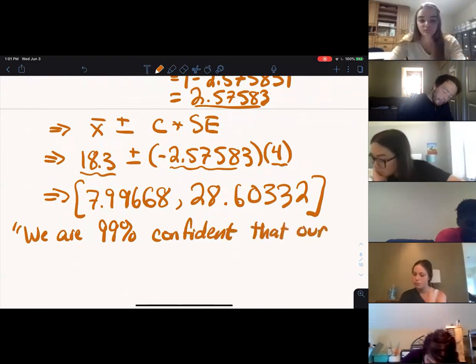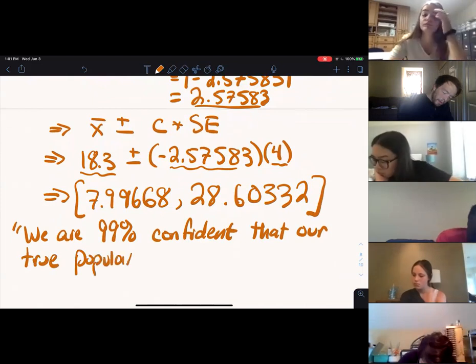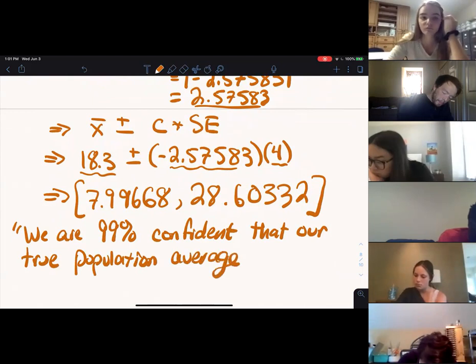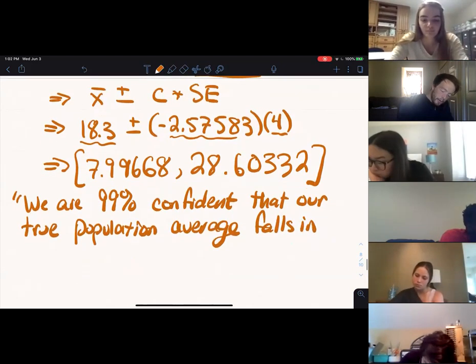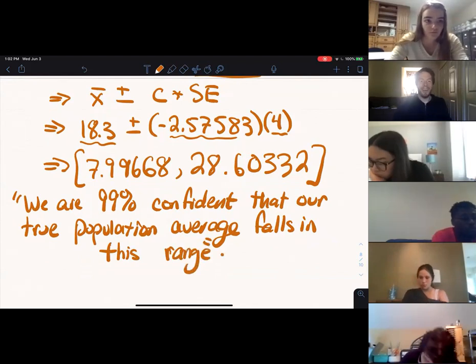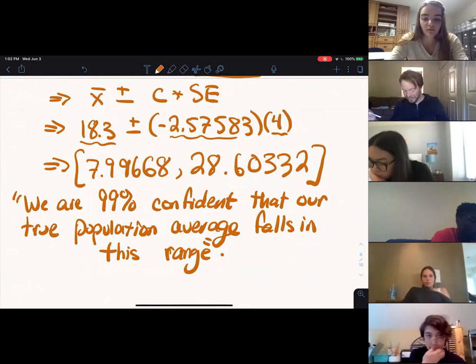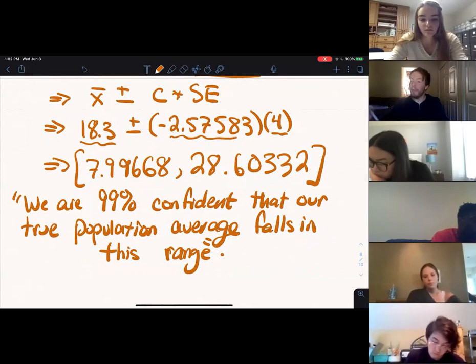that our true population average falls in this range. Okay? So that was my final example.